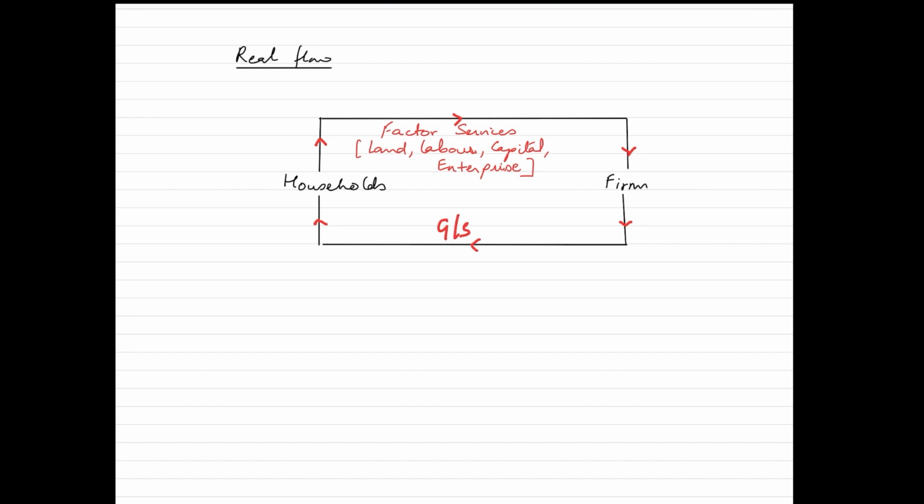Say, for example, we have more factor services that are offered by households to the firms. The end result would be higher productivity, more production of goods and services, and hence more economic growth. Hence, it is the most important and determining flow that would help us to know what is the level of growth happening in a given economy.